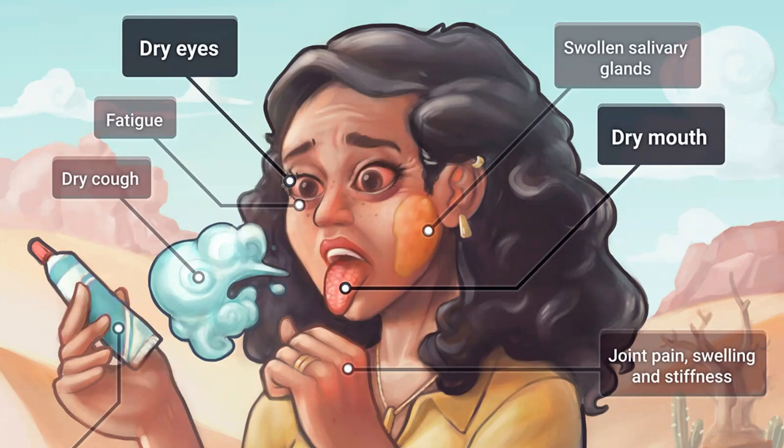So they will look at that. And then lymphocytic, looking at lymphocytes within the saliva. So as you can see, she's experiencing dry eyes, dry cough, dry mouth, joint pain, swelling, stiffness, and her salivary glands are swollen because they don't have enough fluid in them to be able to make saliva.